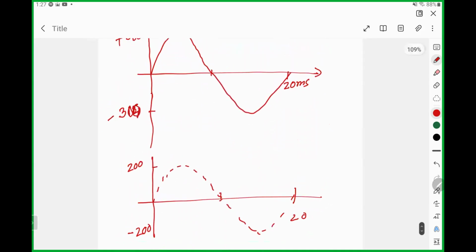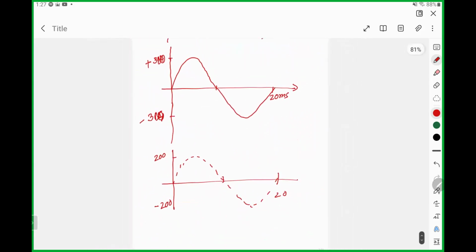Now I want to add these two, as I have done with the DC. What would it look like? So what is the process? How will we do that? We will take some sample points. Instead of doing every point, we will take some sample points.